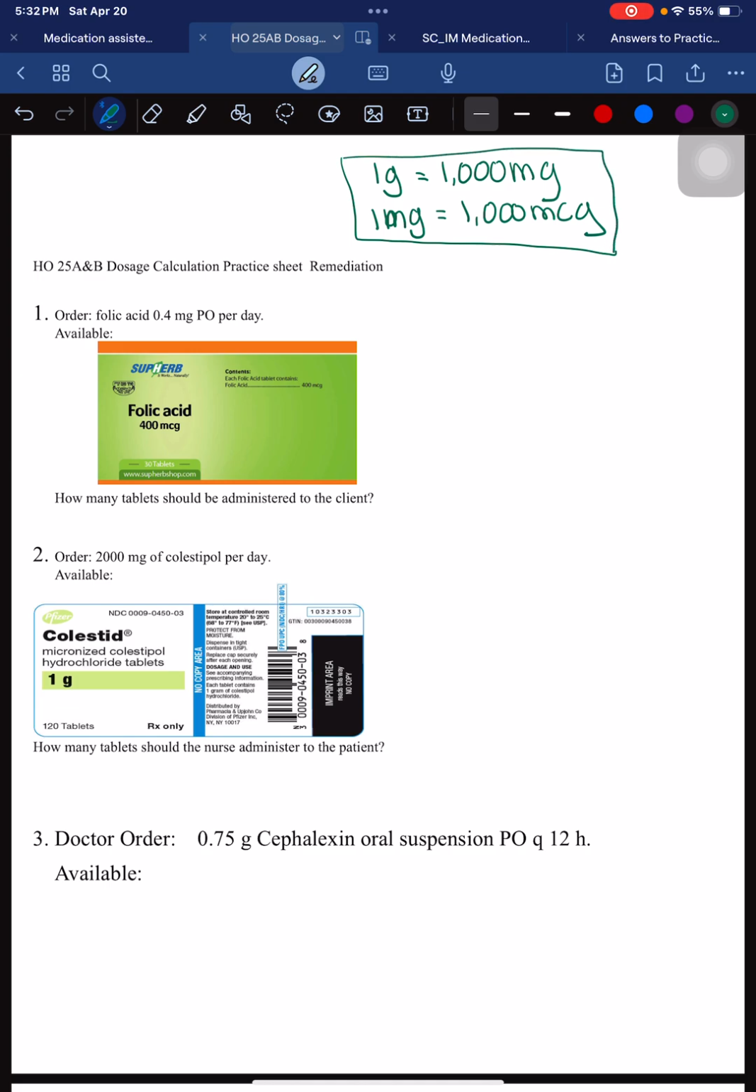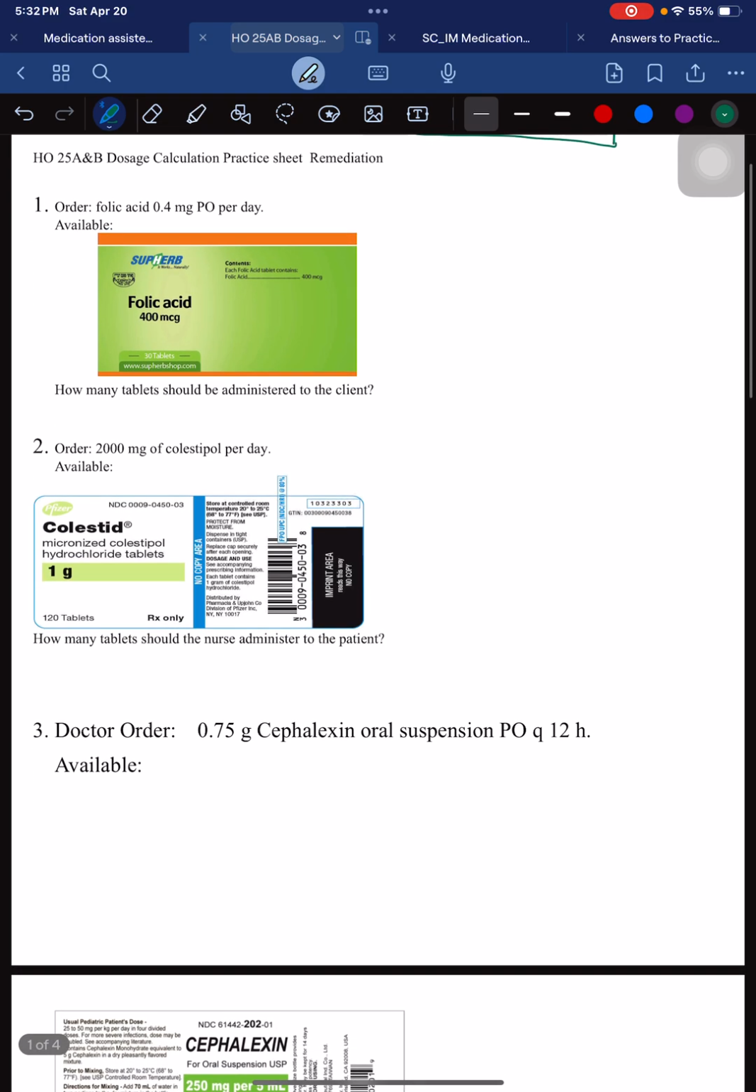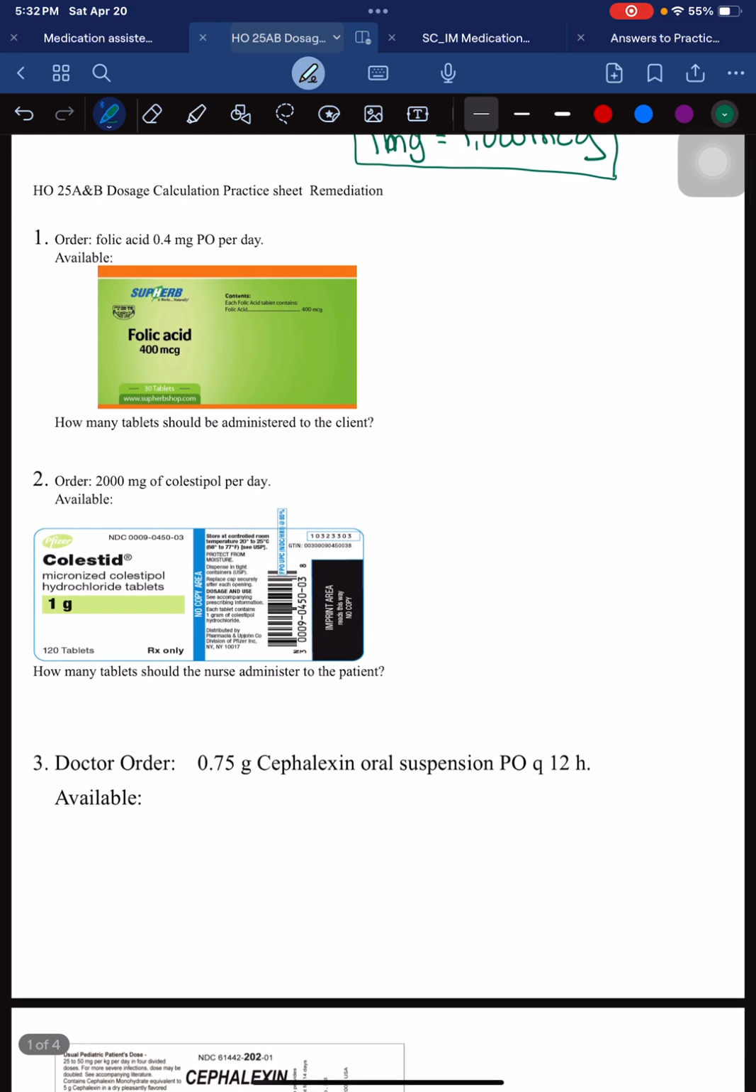Okay, so here's how it works. First of all, we need to look at the doctor's order. In this order here, the doctor's order is for folic acid of 0.4 mg. However, it comes only in mcg, so we need to know the conversion. The first thing you need to do is write down the doctor's order, and this format will go for every single medication.